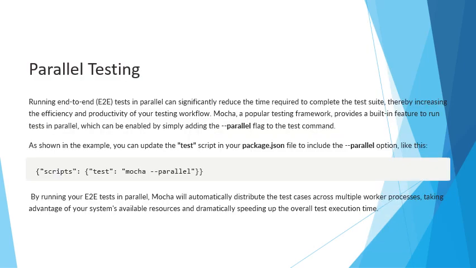Running E2E tests in parallel can significantly reduce the time required to complete the test suite, thereby increasing the efficiency and productivity of the testing workflow. Mocha, a popular testing framework, provides a built-in feature to run the tests in parallel, which can be enabled by simply adding the parallel flag to the test command. By running the E2E tests in parallel, Mocha will automatically distribute the test cases across multiple worker processes, taking advantage of your system's available resources and dramatically speeding up the overall test execution time.